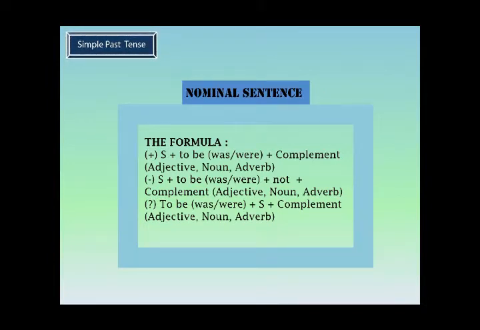The second is nominal sentence. For positive nominal sentence, the formula is subject plus to be, was or were, plus complement. For negative nominal sentence, the formula is subject plus to be, was or were, plus not plus complement. For interrogative nominal sentence, the formula is to be, was or were, plus subject plus complement.